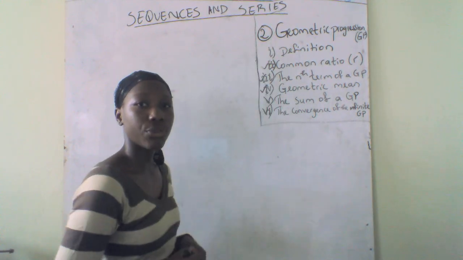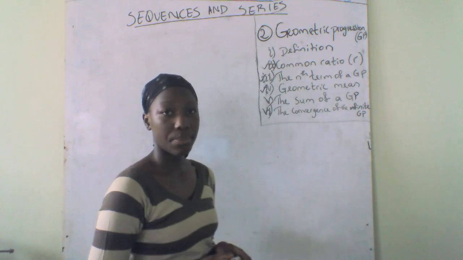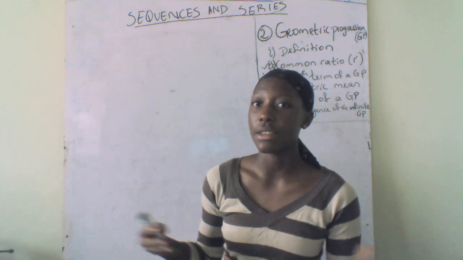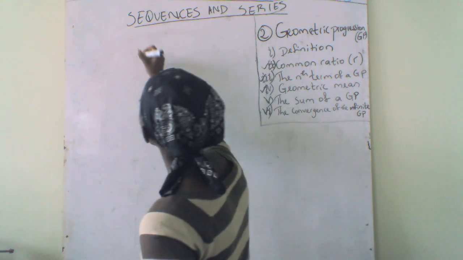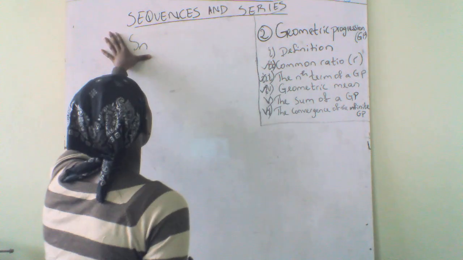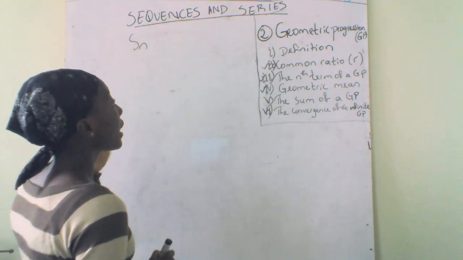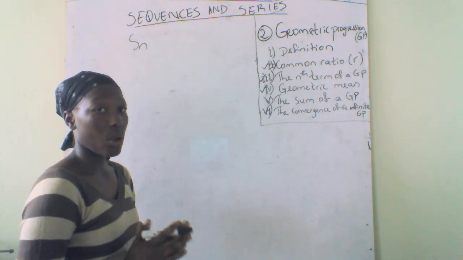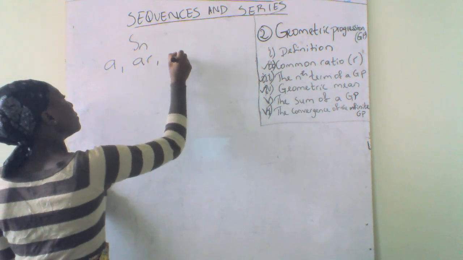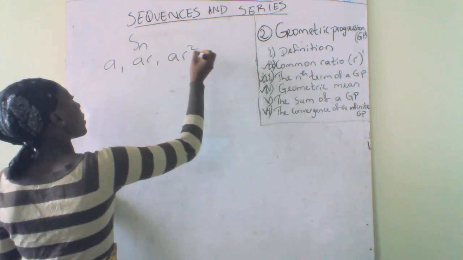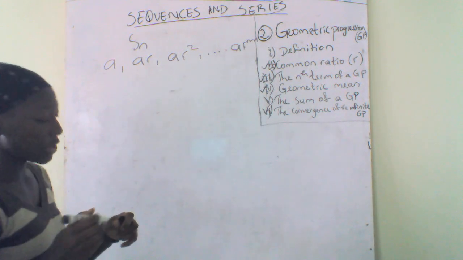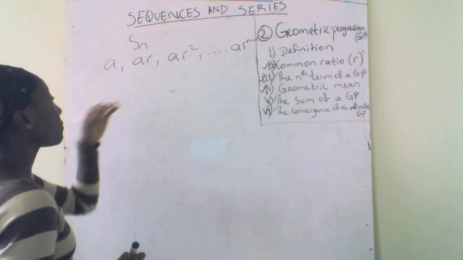Let's now move to the sum of a GP. When we talk of the sum of a GP, we mean the addition of the various terms in a GP. It is denoted by Sn. So to get a formula for Sn, we need to have the series first of all. Maybe if we just use our GP, A, AR, AR squared, up to AR to the n minus 1. This is our GP. This is the GP we had previously.